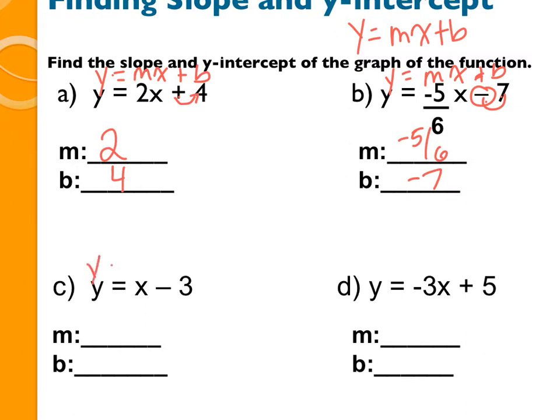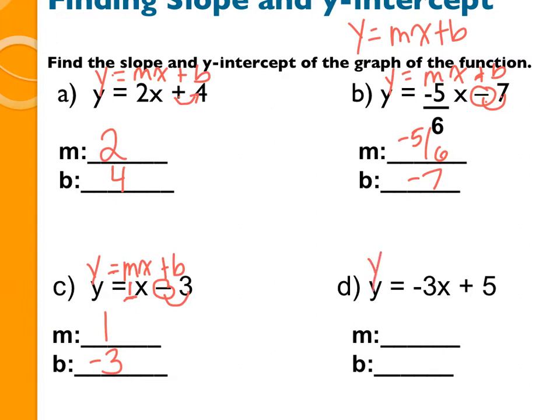Write your equation again. y equals mx plus b. Your m, there's nothing in front of the x, so we know there's going to be a 1 there. If there's nothing in front of your variable, it's always a 1, so it'll be 1. Your b, your negative goes with your 3, so your b is negative 3.